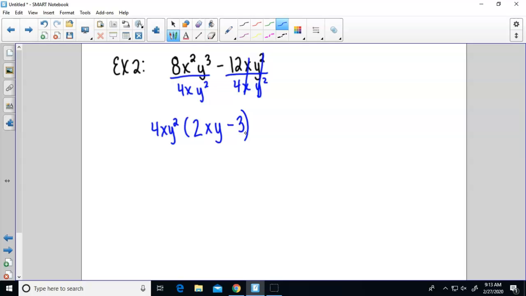You can always check by multiplying this back. 8xy to the second times 2xy would be 8x squared y to the third. And then 3 times 4xy squared would be 12xy squared, which is what we have. Okay, questions?